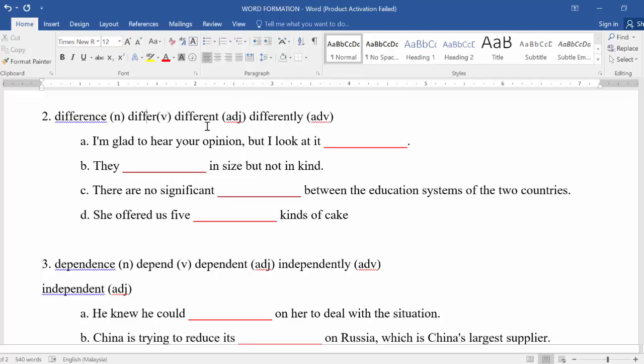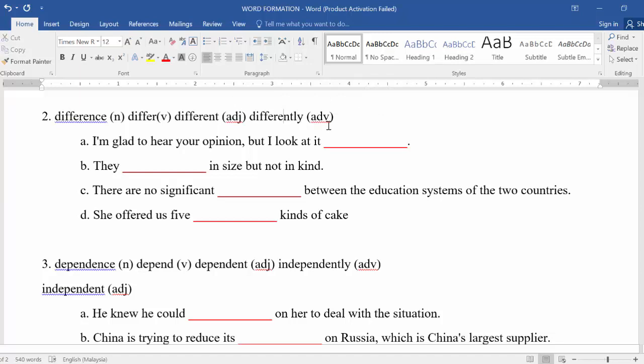Okay, unlike. The meaning is unlike. Next one, differently. Differently is an adverb. Okay, usually for an adverb we add -ly after our adjective, so differently, adverb.